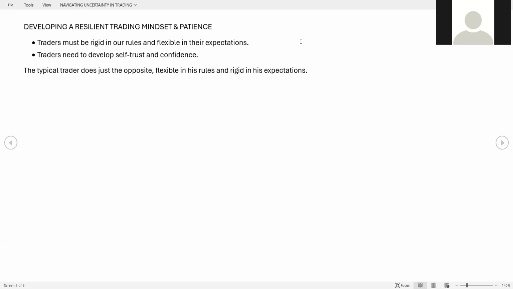I'll say that again. A trader must stick to, I talked about your game plan just earlier, you must be rigid with it, and then flexible with your expectation. So I'll give an example. I follow my rule very strictly, but yes, I am aiming for 50 pips on this particular trade. That's what I'm aiming for.